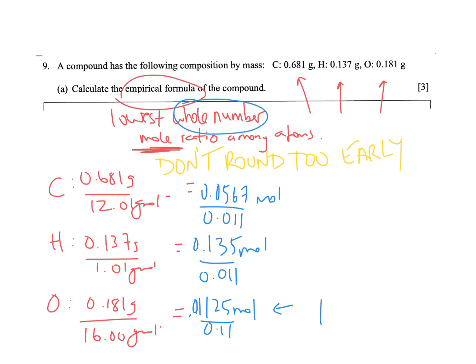If these turn out to be something like 2.5, we can multiply them all through by 2. If they turn out to be thirds, we can multiply them through by 3. But we have to basically anchor this to a whole number. This one will end up roughly equaling 12, and this one will end up roughly equaling 5 when you do that. So you know that the empirical formula is C5H12O.